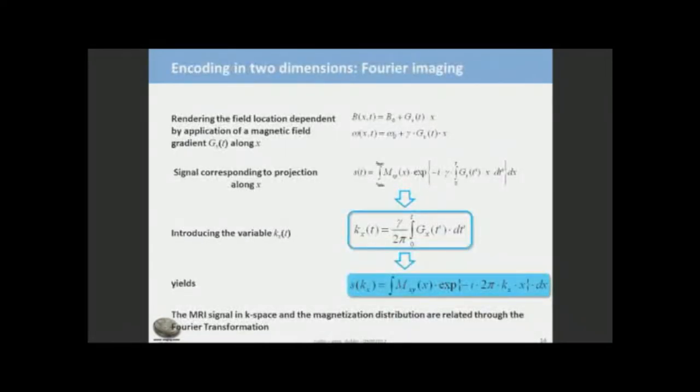Now, I don't want to walk you through this equation. Essentially, the spatial information is obtained by applying this field gradient here to the static magnetic field. If you do a proper mathematical processing and introduce this variable here, k, which accounts essentially for the gradient strength and gradient duration, you get a relation which relates the image in the k space in the time domain to the image in the real image domain by a Fourier transformation. And I think this is really one of the major breakthroughs, actually.